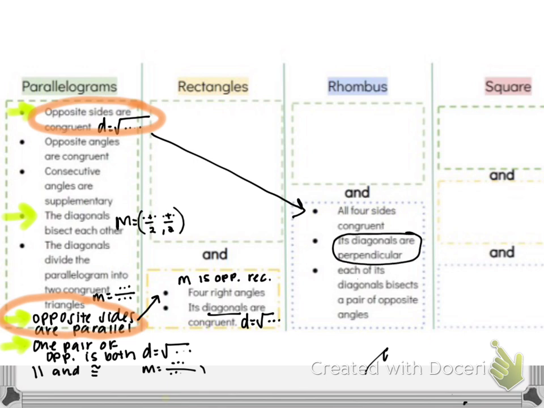And diagonals are perpendicular. You could have used your slope formula, and then you just see if they are opposite reciprocals. Now, if it's a square, that means it's going to be a rhombus, it's going to be a rectangle, and it's going to be a parallelogram. So I would copy this down in my notes for my test.